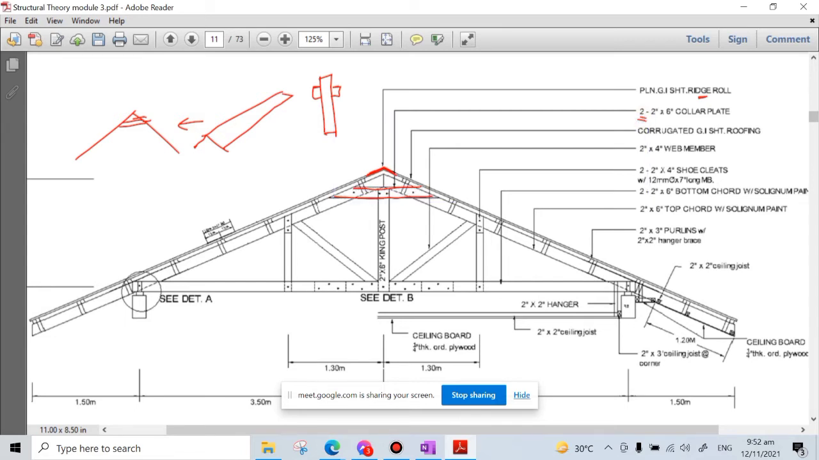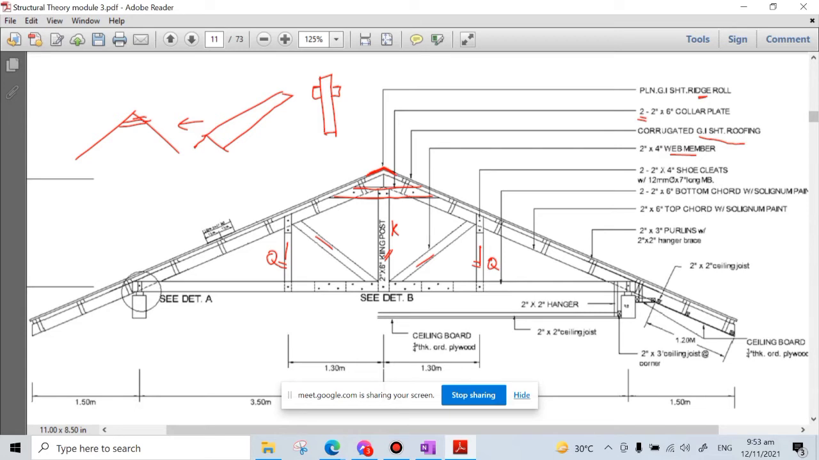And then, corrugated GI sheet roofing. Sa Tagalog, yero. Tapos, you have the web member. Pag sinabing web member, kasama yan yung diagonal at saka yung mga ibang vertical. Usually, itong gitna, tinatawag nating king post, at itong mga gilid, tinatawag nating queen post. Pero kung marami na, in general, itong mga diagonal na maliliit at saka vertical na maliliit, sila yung tinatawag nating web members.